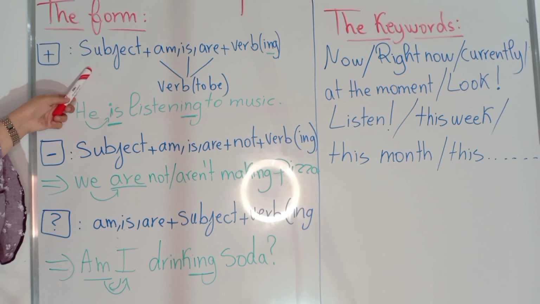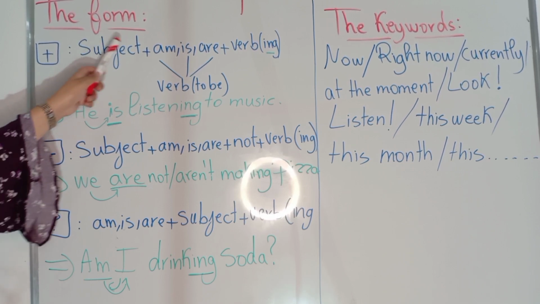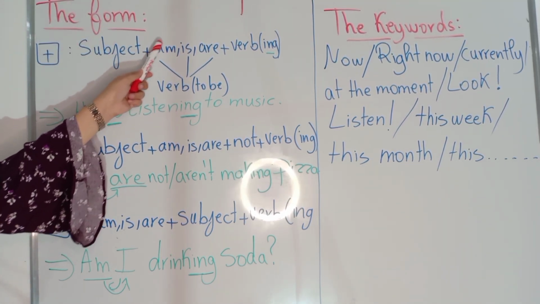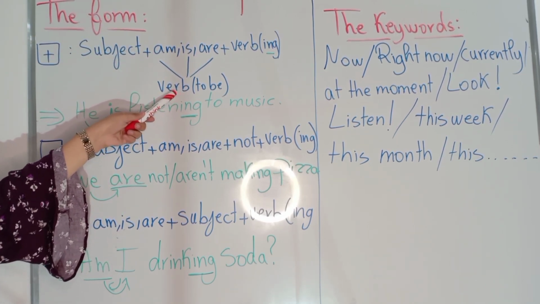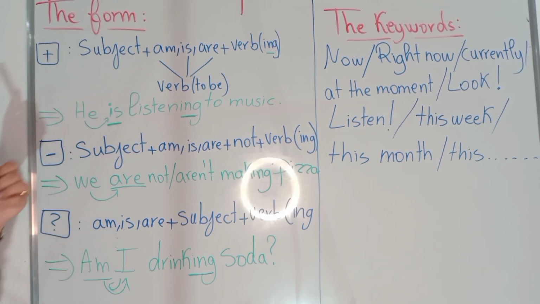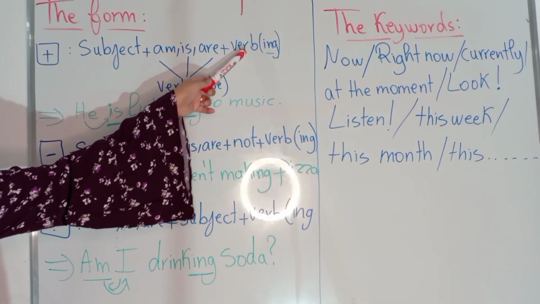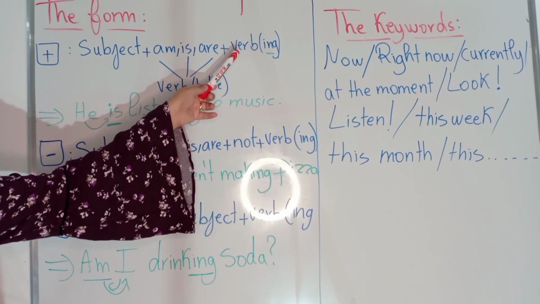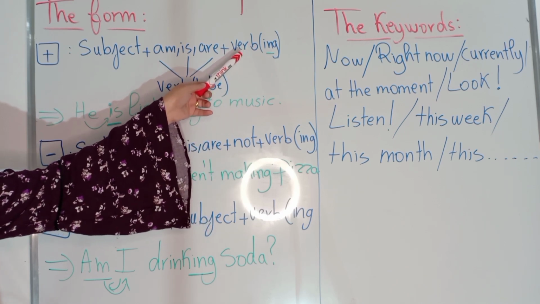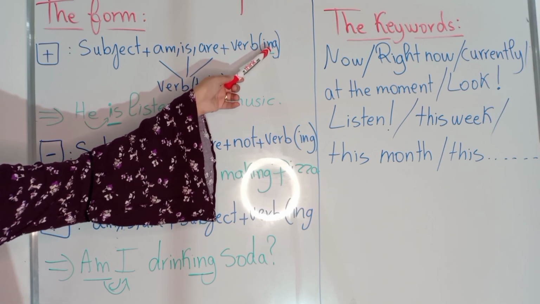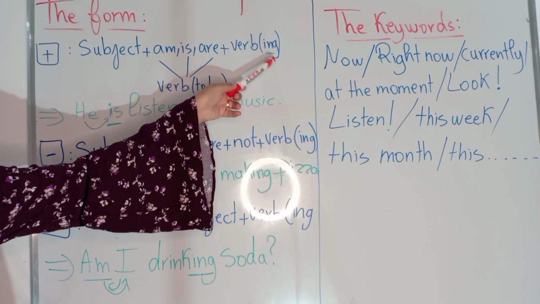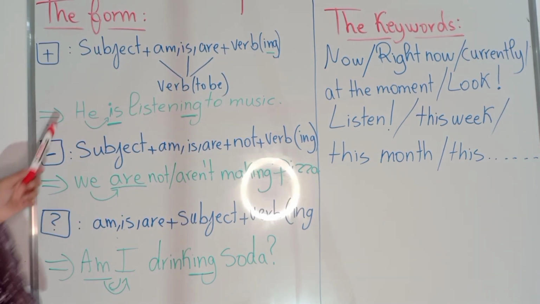So in the affirmative form, we start with the subject plus is, am, are, which is the verb to be in the present simple. Also, we talked about the verb to be in the present simple. Plus verb plus ing. So we put the infinitive form or the base form of this verb and we add ing at the end of the verb. Okay? Let me give you an example here.